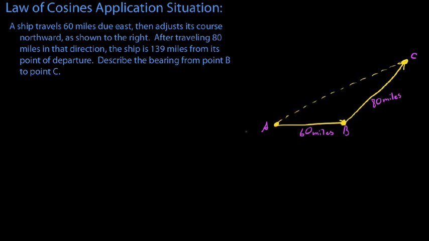It says a ship travels 60 miles due east, then adjusts its course northward as shown to the right. After traveling 80 miles in that direction, the ship is 139 miles from its point of departure. Describe the bearing from point B to point C.